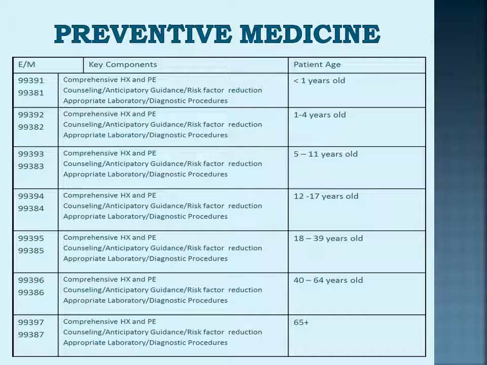These are the preventive medicine codes. These are our well-child physicals or our adult routine physical exams. As you can see, all of the codes, the new and the established, are one right over each other. And these are the age groups that we would see those in.